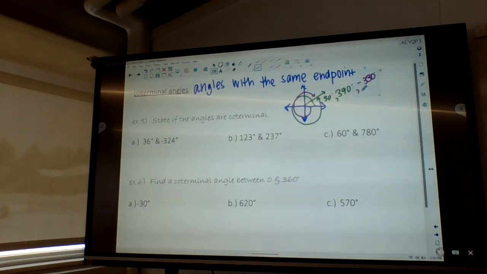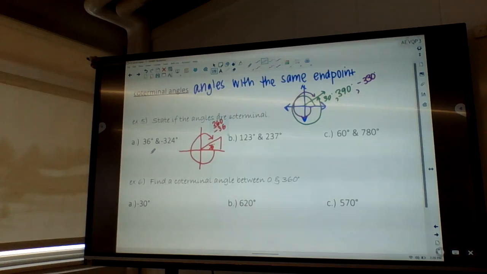We're just checking to see if these are coterminal. Would they look the same? Would they end in the same spot? So 36 degrees is here. They're asking if negative 324 would be coterminal. If I went back this way, I'd do 360 minus 36. So yes, these would be essentially the same angle. I could tell you to find the sine of 36 or the sine of negative 324, which would sound ridiculous, but it's still the same angle we're talking about.